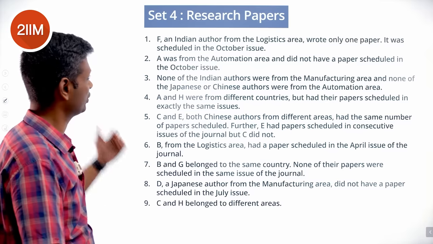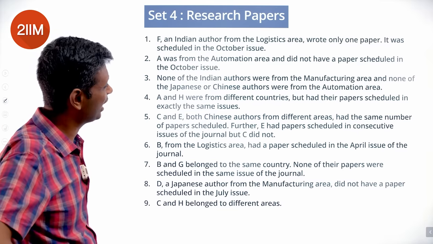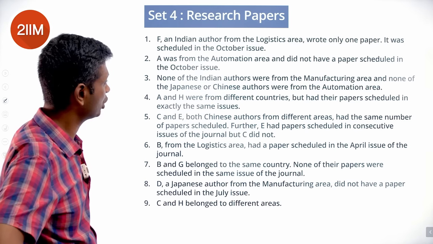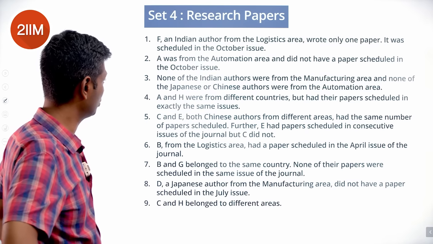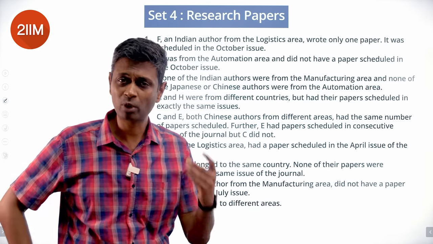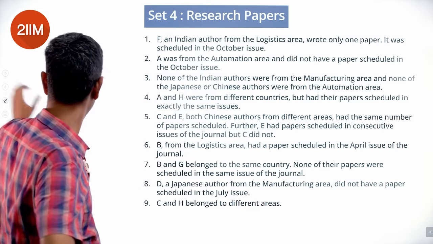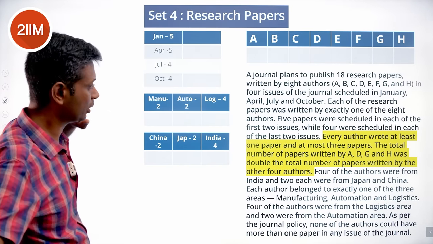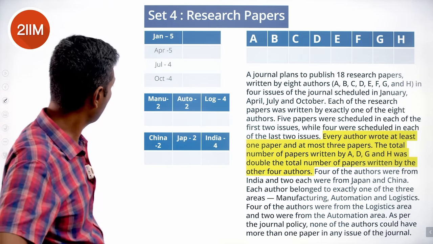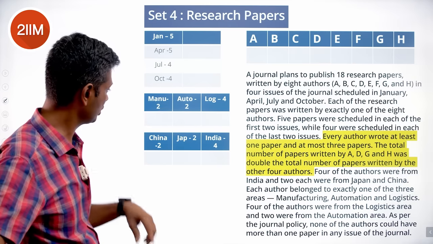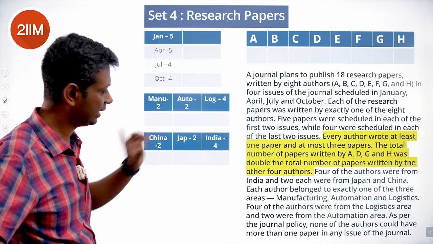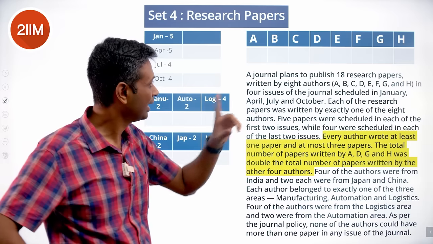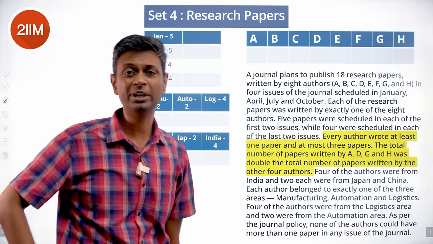And then a bunch of conditions. F, an Indian author from the logistics area, wrote only 1 paper. It was scheduled in the October issue. A was from automation and did not have a paper scheduled in the October issue. This is going to be tricky to remember all of this and process this. So we need to capture data in some form. Saying Jan, April, July, October. And manufacturing, automation, logistics, China, Japan, India. 2, 2, 4, 2, 2, 4. A, B, C, D, E, F, G, H. How many did each of them write?